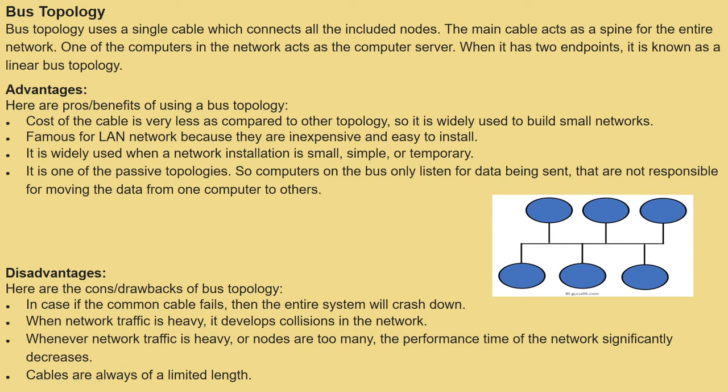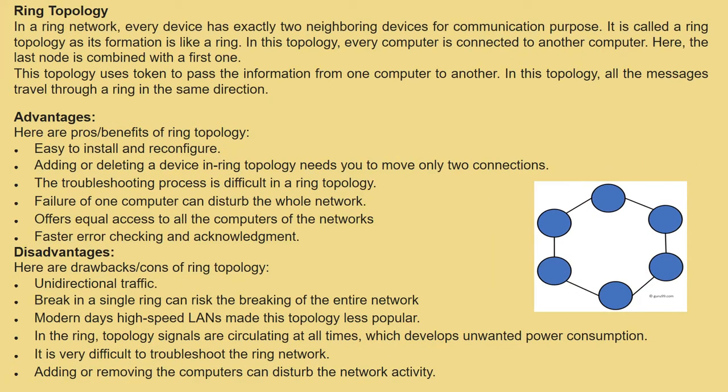Now next one is your ring topology. In a ring network, every device has exactly two neighboring devices for communication purposes. It is called a ring topology as its information travels in a ring-wise manner. Okay, see this picture. These are all the systems or nodes. They are connected in parallel, in a ring format.